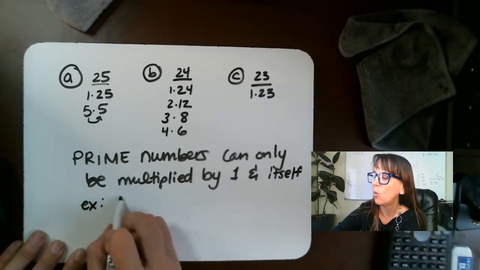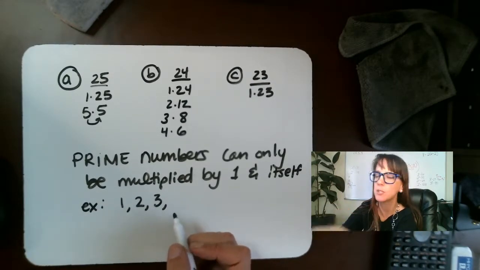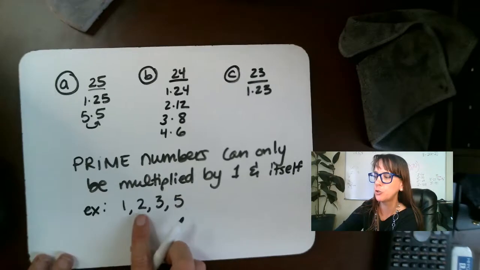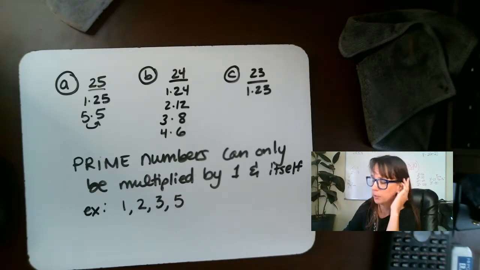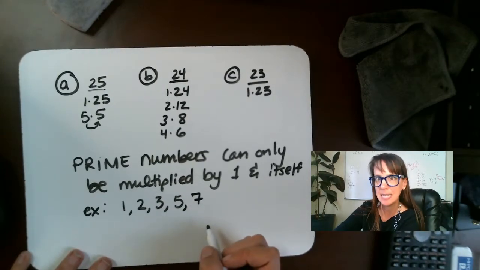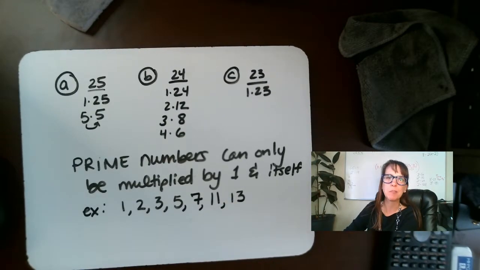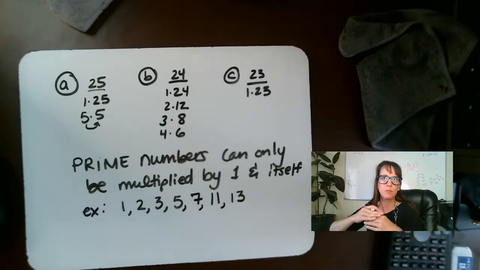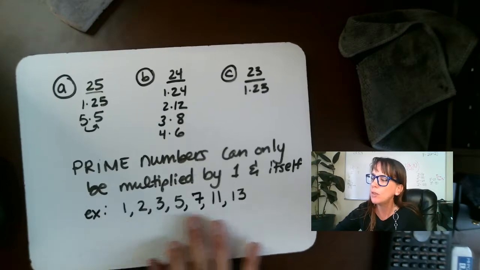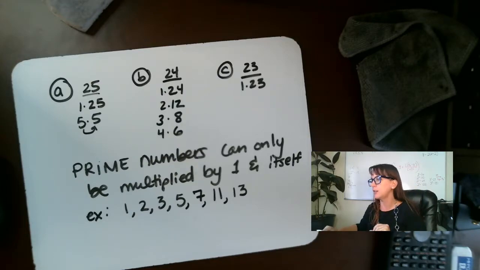Example: 1, 2, 3, not 4, because 4 can be 2 times 2. 5, yes, not 6. No even numbers after 2 can be prime because they're all divisible by 2. But 7, yes. Not 8, not 9, not 10, 11, not 12, but 13. Really, those are the only prime numbers you'll need going for the first set, right? There are, of course, an infinite number of prime numbers, but if you know these right off the bat, that's a good position to be in. So make sure you write that down and put that in your notebook.